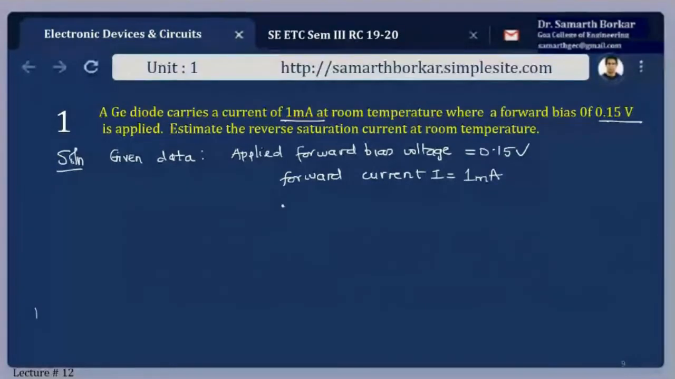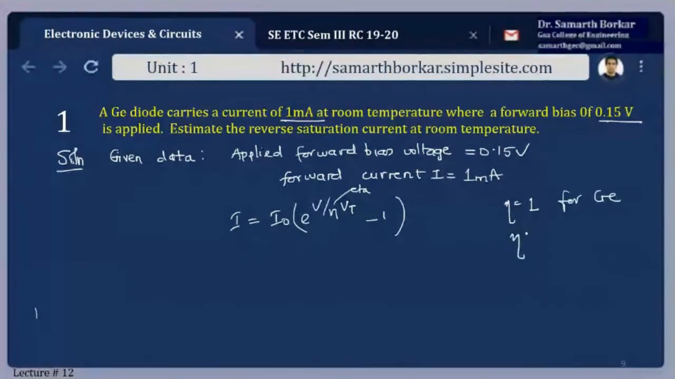And then we have I equals I naught e raised to V by eta V_T minus 1. Now this eta is equal to 1 for germanium and eta equals 2 for silicon. Now 1 is for large diffusion current and 2 is for the small diffusion current.